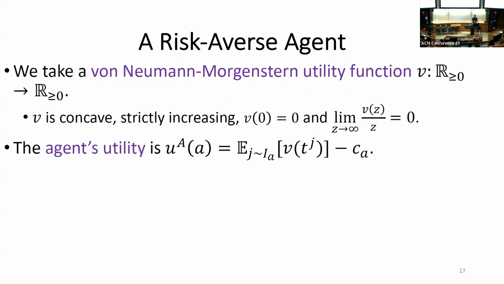But there are also risk-averse agents. And to capture their utility, we adopt a standard approach based on a von Neumann-Morgenstern utility function. So there is some function V that must be concave, strictly increasing, get the value of 0 on 0. And it cannot grow too much when it approaches infinity. It grows very slowly near infinity. And the utility of the agent this time would be the expected value of V evaluated at the corresponding monetary transfer of the principal to the agent, minus the cost of the action.